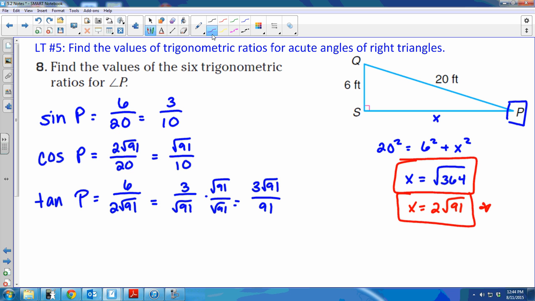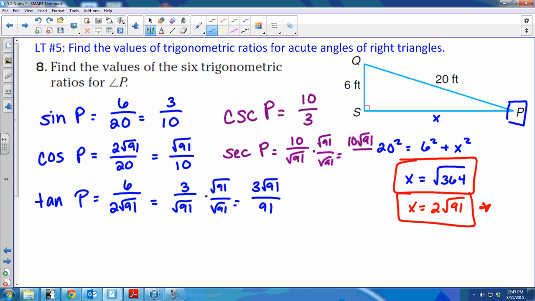So now we're going to find the other 3. Well, now that I have the first 3, I can flip them all over, right? So if I want to find sine, what's the reciprocal of sine? Cosecant. And so we just flip it over, so we get 10 over 3. The reciprocal of cosine then is secant. So flip that over, but we'll have to rationalize because now we have the radical in the denominator. And the reciprocal of tangent is cotangent.